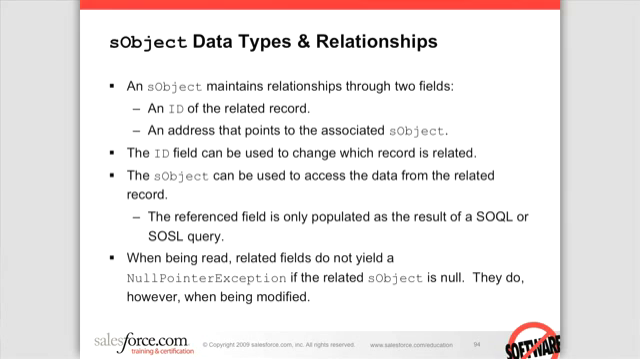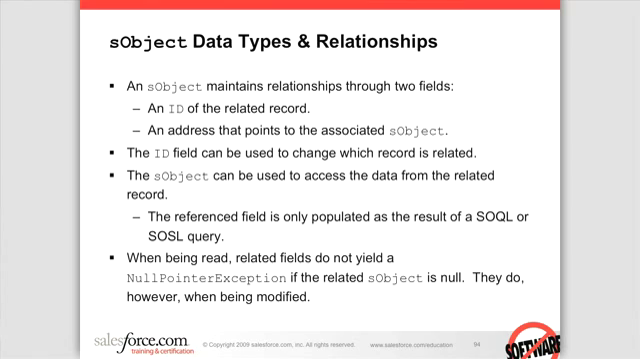The ID field can be utilized to identify or change which record is associated. So from the child we can use the ID to essentially point that child towards a different parent if we want to redefine that association. And then the S object that's returned, we can use as an instance of that remote S object type.